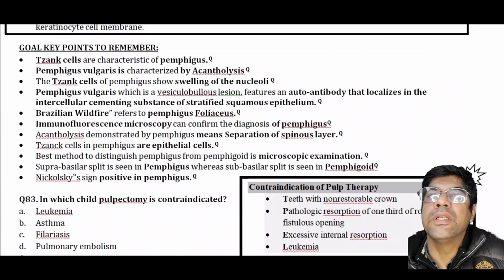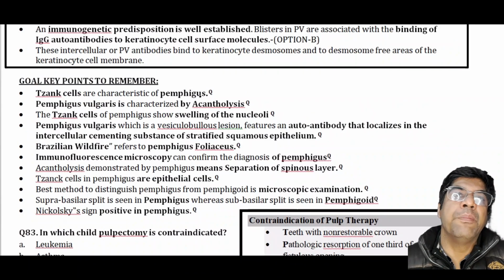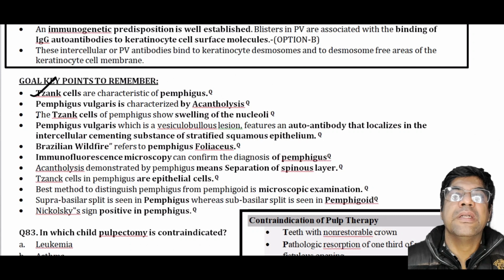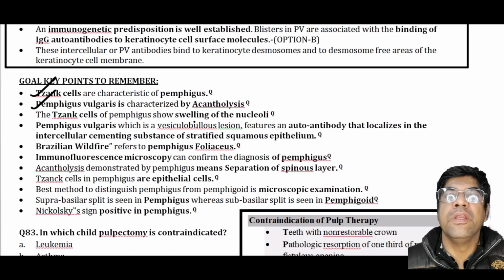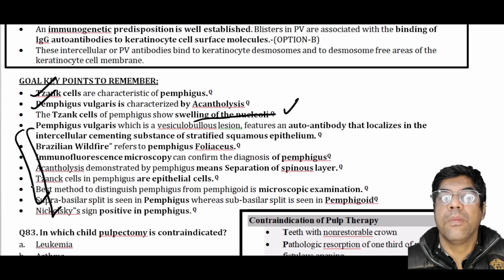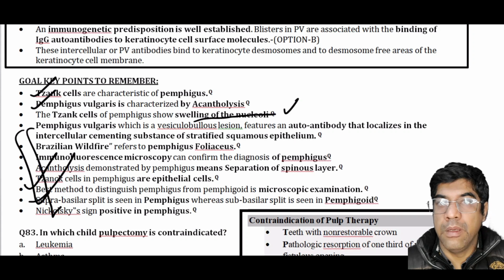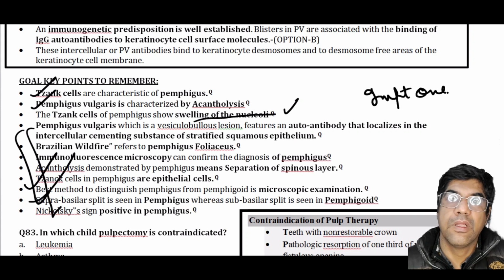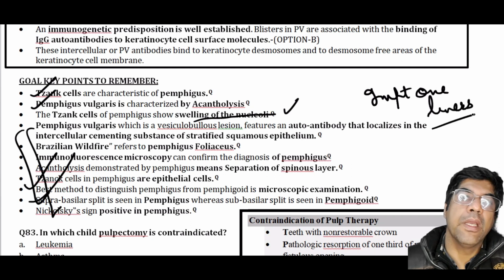Coming to the next question, so these are the key points to remember. Tzanck cells seen in pemphigus vulgaris are characterized by acantholysis. Tzanck cells show swelling of nucleoli. Remember all these for your entrance exam. Very important one-liners for the upcoming exam.